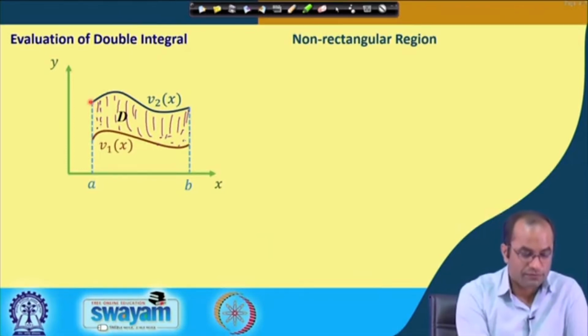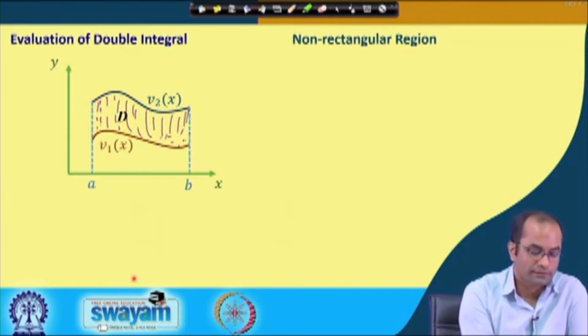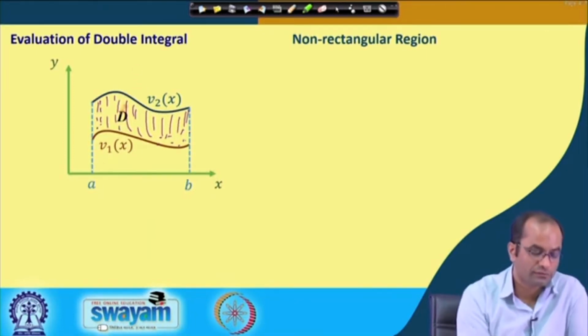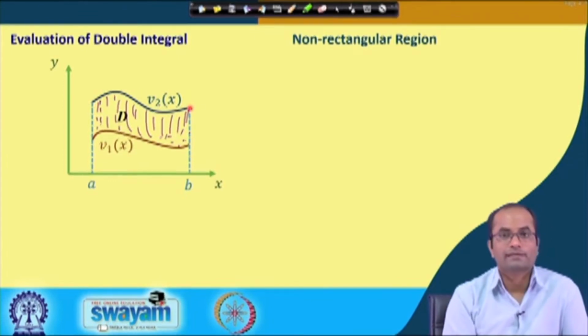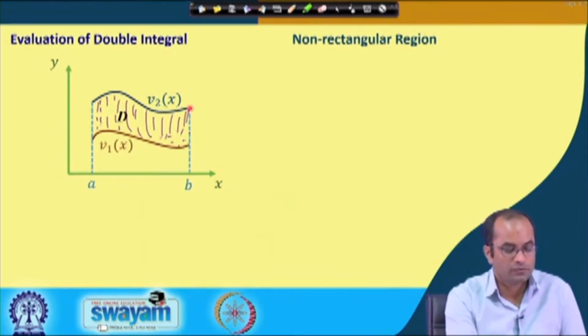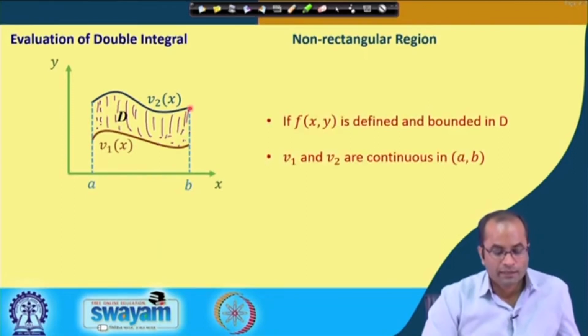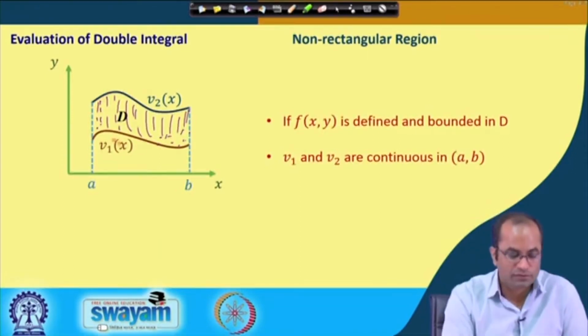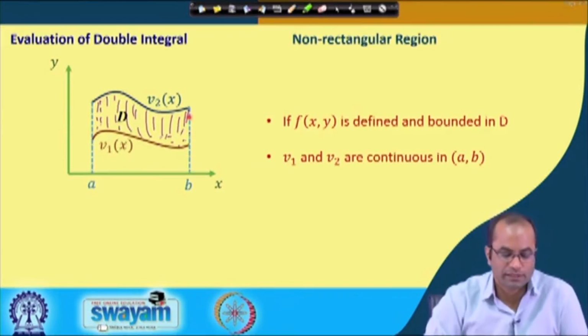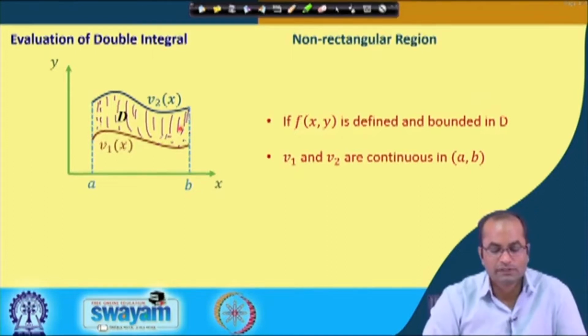In the direction of y, we have this constant. So, from x equal to a to x equal to b, this is the cut, but in the direction of y, we have the functions v1(x) and v2(x). For such domains also, it is not difficult to compute the integral over this domain D. First we assume that this f(x) is defined and bounded, or piecewise continuous, in this domain, and v1 and v2 are continuous functions.